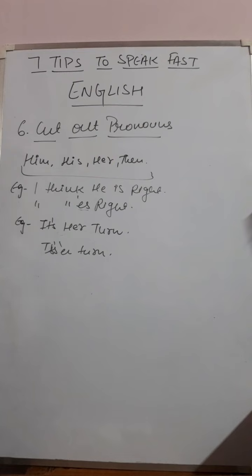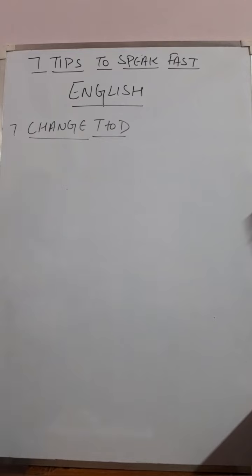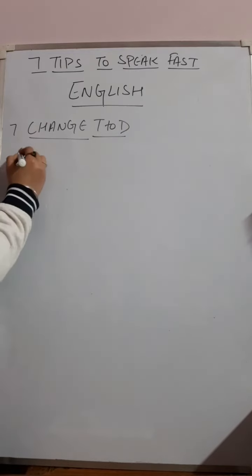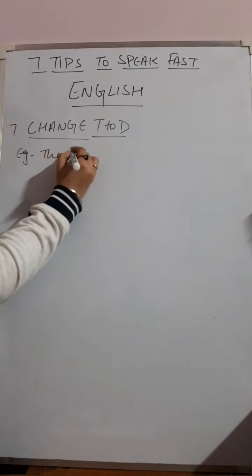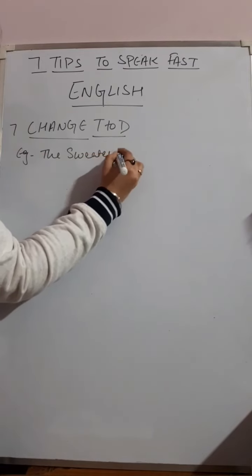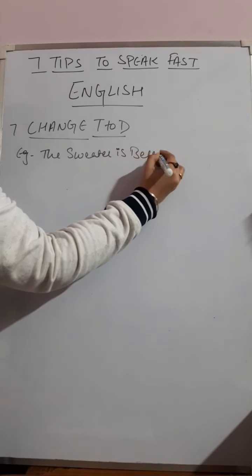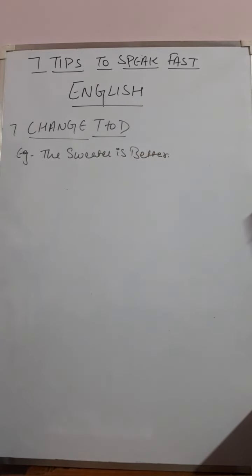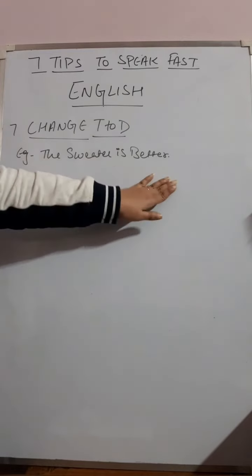Now let's move on to the seventh tip, and the last one, which is to change T to D. So let's see how it happens. Here two vowel sounds are going to change to D. Let's say an example. The sweater is better. In this example, I am saying it normally: the sweater is better.